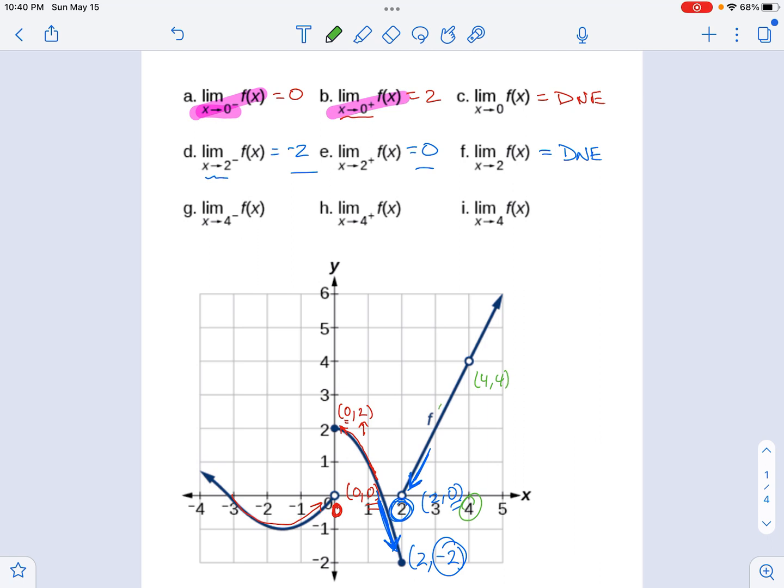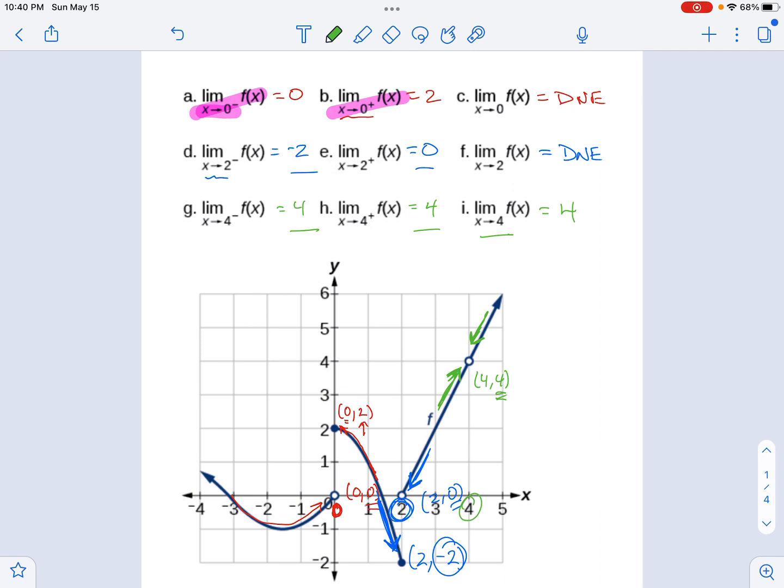As I'm approaching 4 from the negative side, from the left side of this point, it looks like I'm approaching a y value of 4. As I'm approaching 4 from the right side, it looks like I'm also approaching the exact same point. So I'm approaching a y value of 4. Notice that these two are equal to each other, so therefore the limit as x approaches 4 is 4.